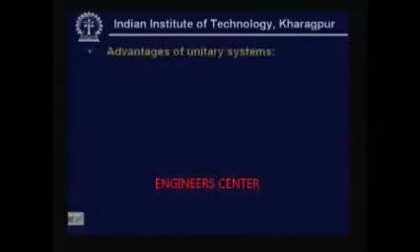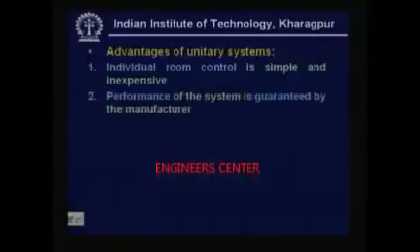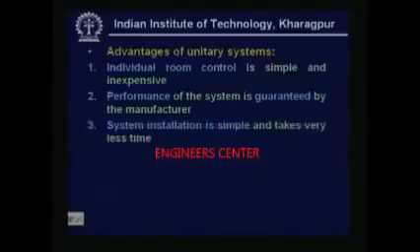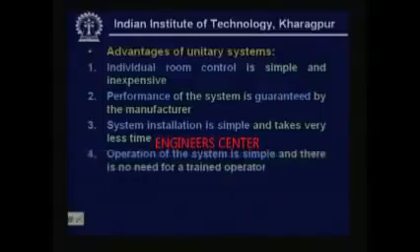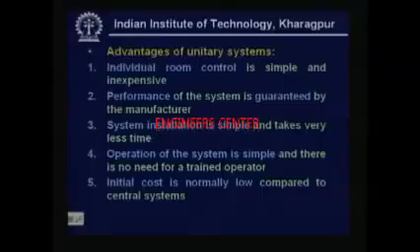And what are the advantages of unitary systems? Individual room control is simple and inexpensive. Performance of the system is guaranteed by the manufacturer. So the manufacturer gives the guarantee for the performance, and system installation is very simple and takes very little time, and operation of the system is simple and there is no need for a trained operator. Most of the time it is simply switching on and switching off. So you don't require a trained operator, and initial cost is normally low compared to central systems.